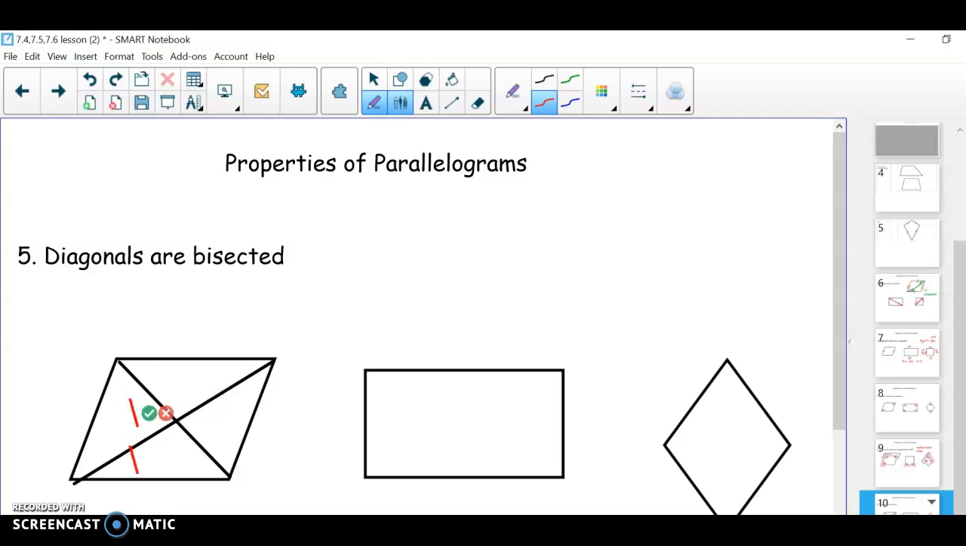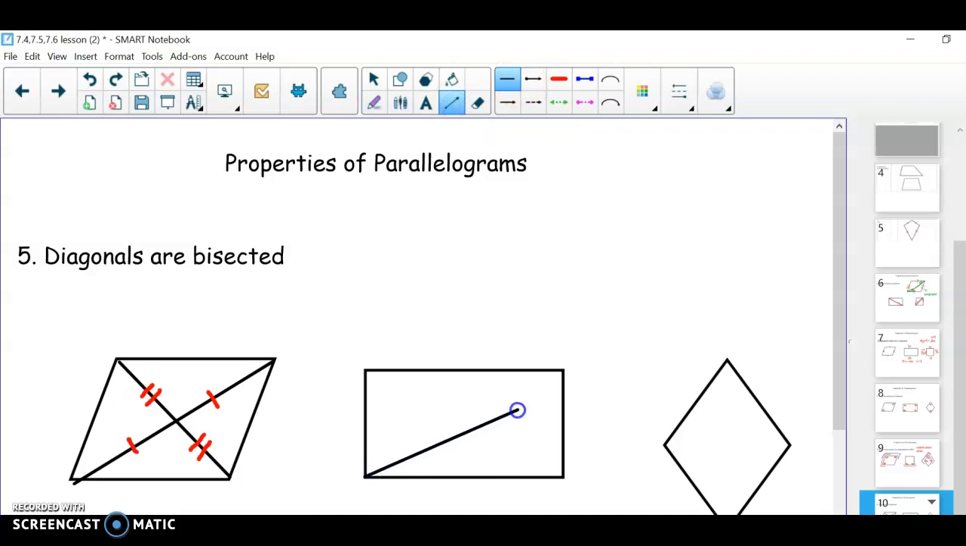Now if you look at the lengths of those diagonals that I drew, they are different. The very first one I drew is definitely longer than that second one I drew. So these pieces here are going to be different, but they are going to be equal to each other, like that.